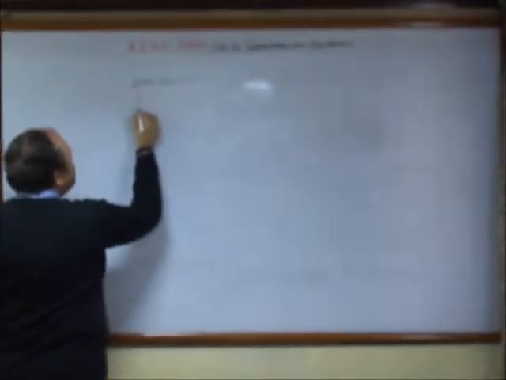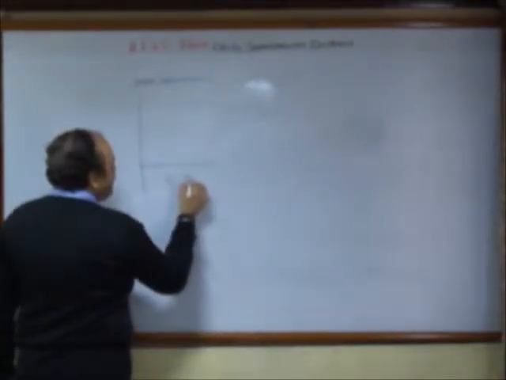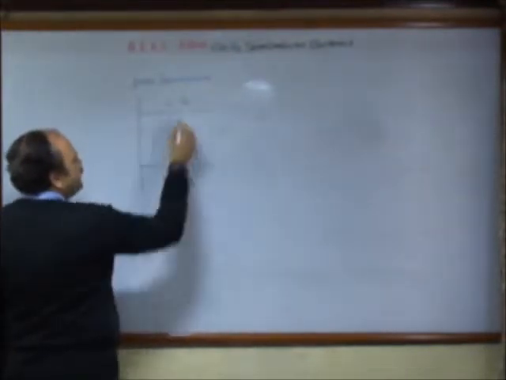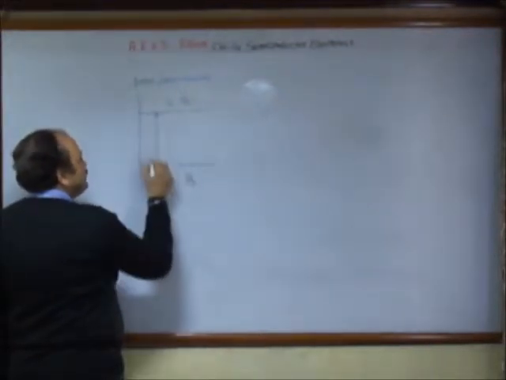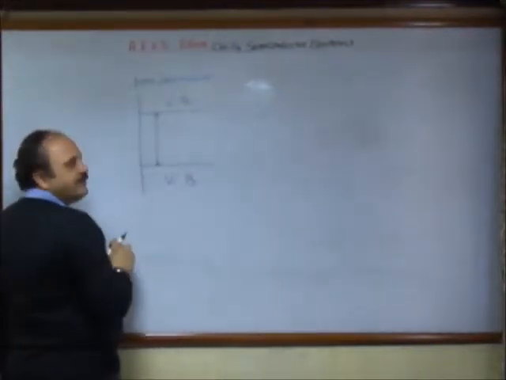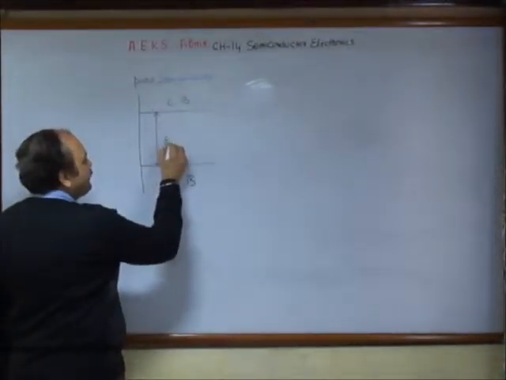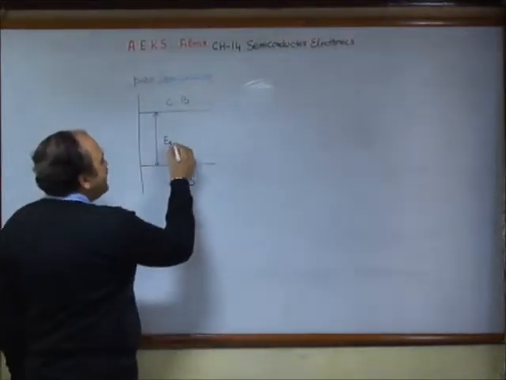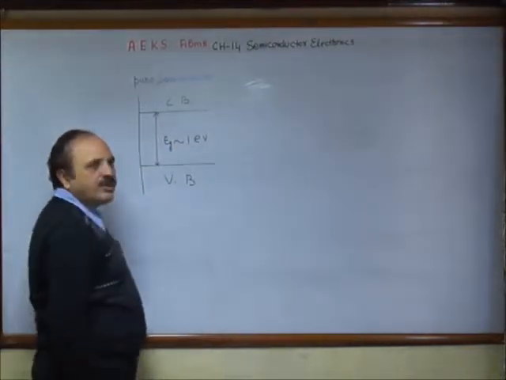the energy diagram is something like this. This is the valence band and this is the conduction band. As I told you, there is a gap between the two, between the uppermost of the valence band and the lowermost of the conduction band, and we call this the band gap or energy gap. This energy gap is of the order of 1 electron volt for a semiconductor.